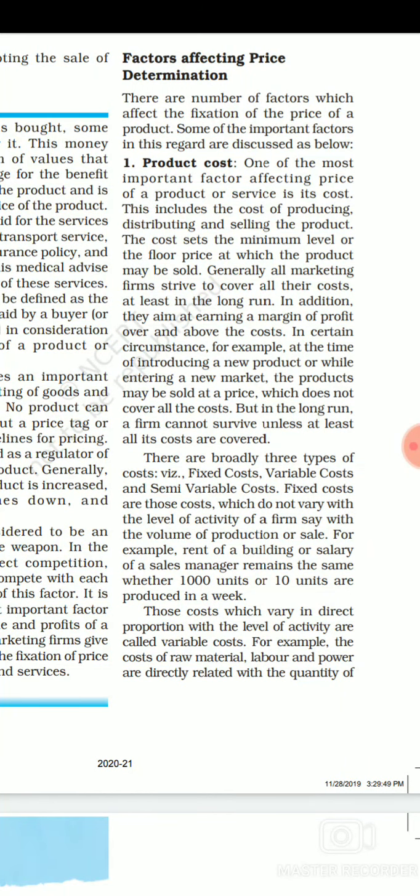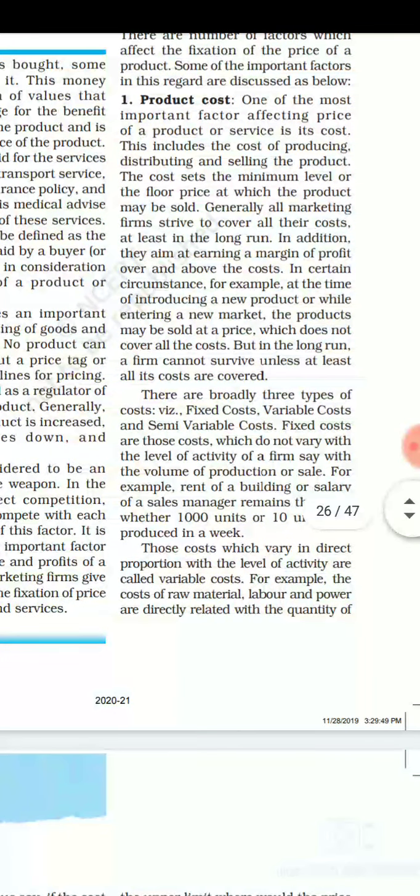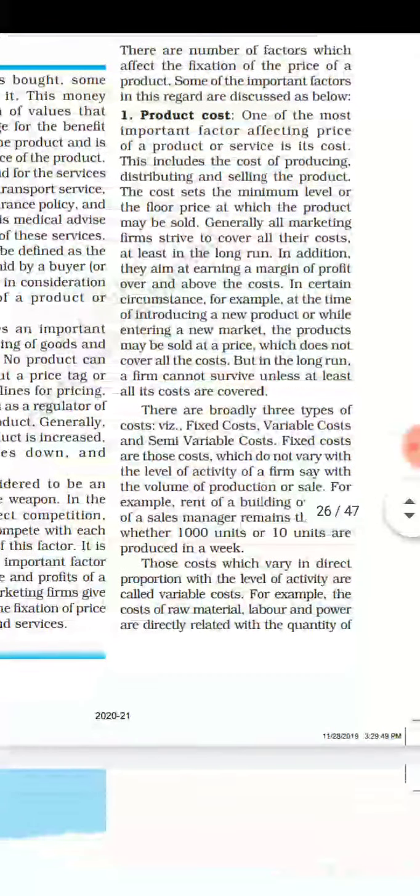factors. These are the different factors which we have to keep in mind during the determination of prices. And the first is product cost. Product cost basically says that before deciding what the price of any product will be, we need to calculate how much the cost of production has been. It means how much cost has been incurred during production, during distribution, and during selling of the product.